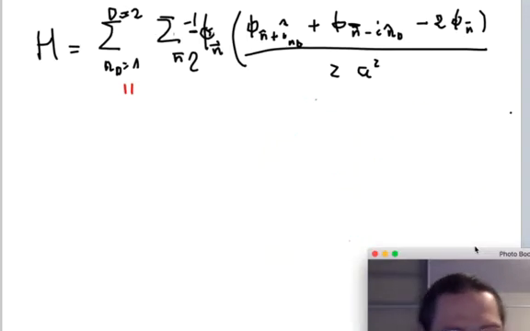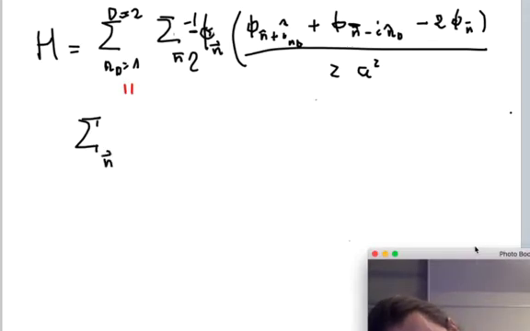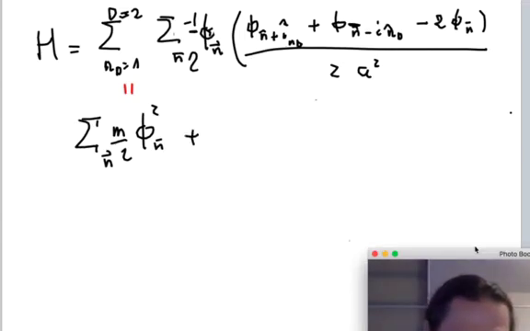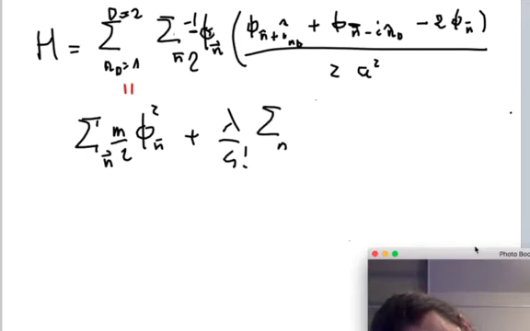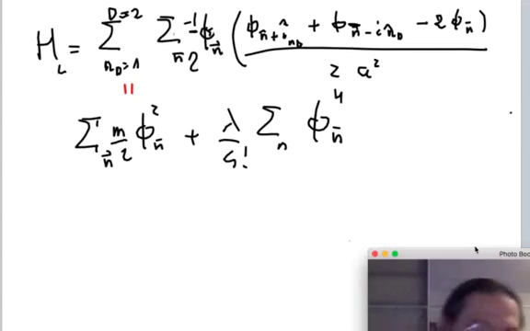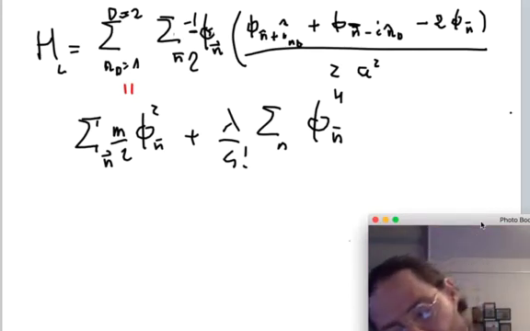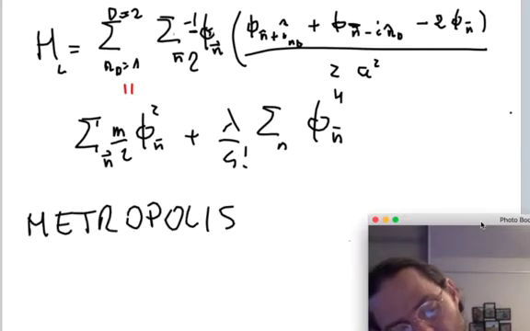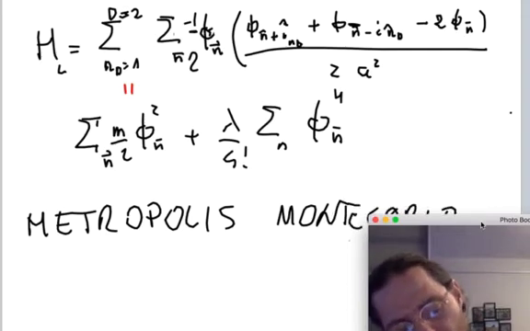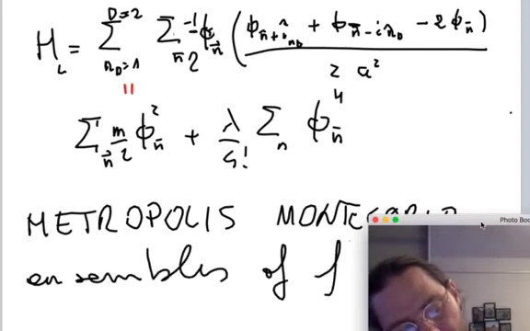And then all I'm left with is the other two terms. So I get the sum over the lattice points n of phi squared of n times m squared over 2, plus lambda over 4 factorial, sum over n, of phi to the 4th of n. So that's my lattice Hamiltonian. And it's a regular function of many variables. So with this definition, for computing partition functions and correlation functions, you can use standard Metropolis Monte Carlo to generate ensembles of field configurations.